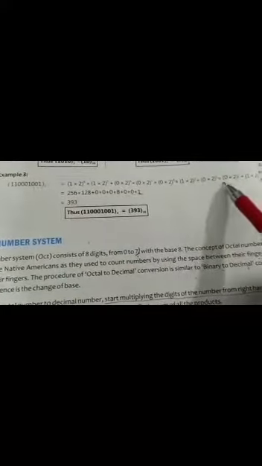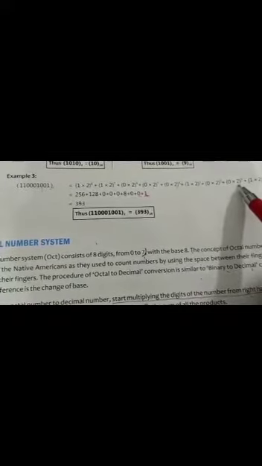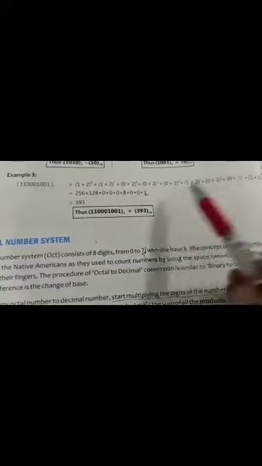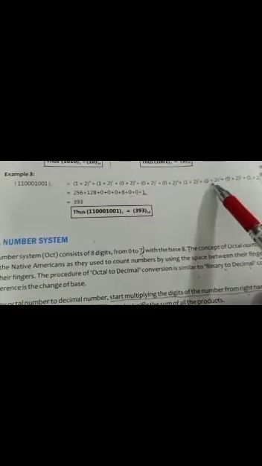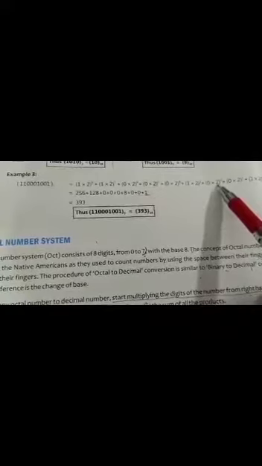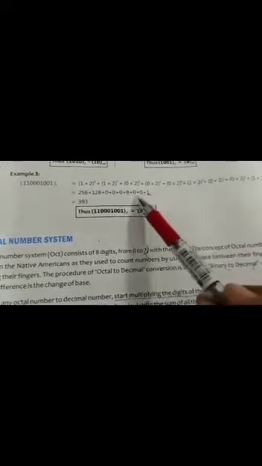Next digit is 0. 0 multiplied by 2 power 1. 2 multiplied by 1 is equal to 2. 0 multiplied by 2 is equal to 0. Next digit is 0. 0 multiplied by 2 power 2. 2 multiplied by 2 is equal to 4. 0 multiplied by 4 is equal to 0.